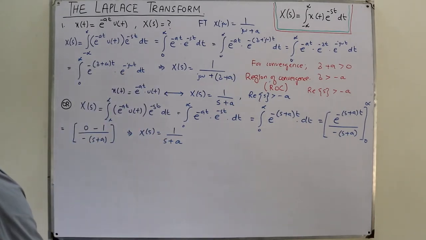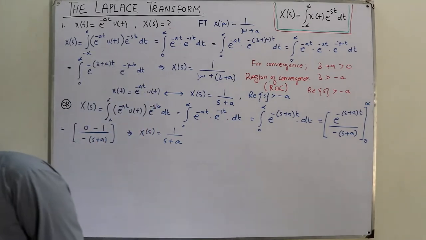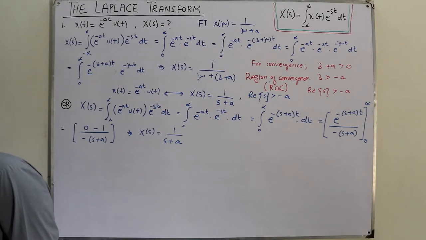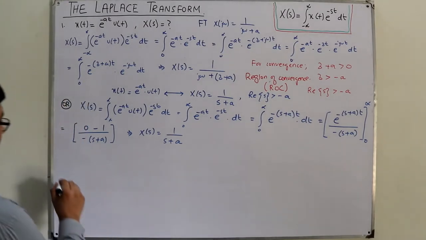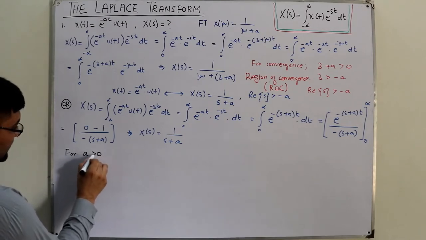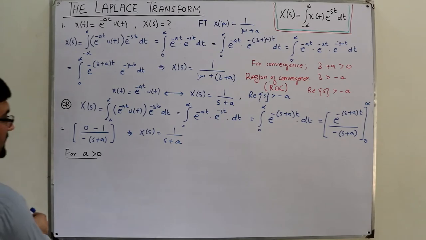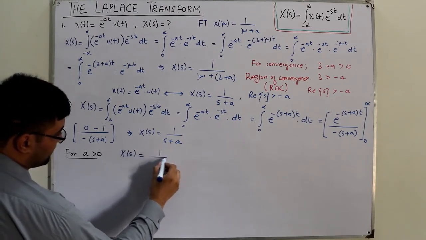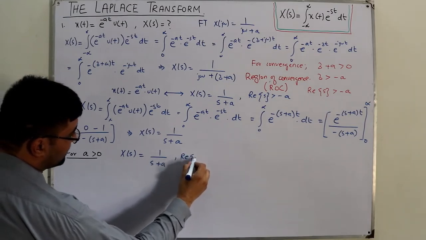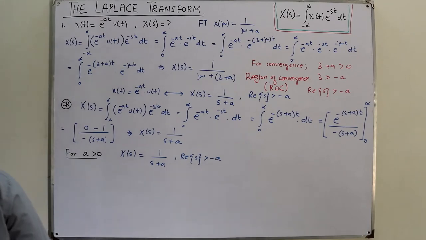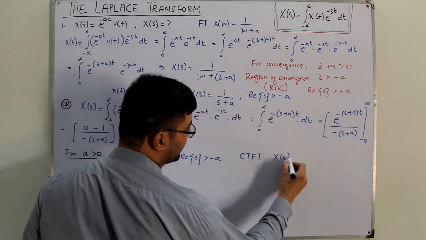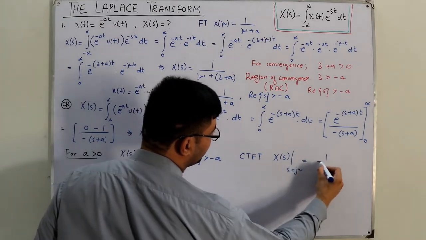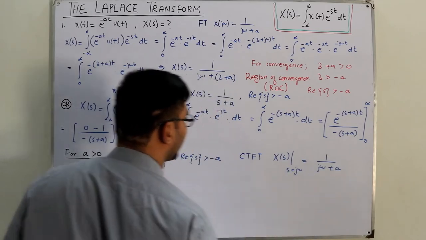Now the Laplace transform may converge for some values of real of s and not for others. For example, in this case, if we have a greater than 0, the Laplace transform x of s is 1 upon s plus a, with real of s greater than negative of a. Similarly, the continuous-time Fourier transform would be x of s calculated at s equal to j omega. This would be 1 upon j omega plus a. We know this very well.